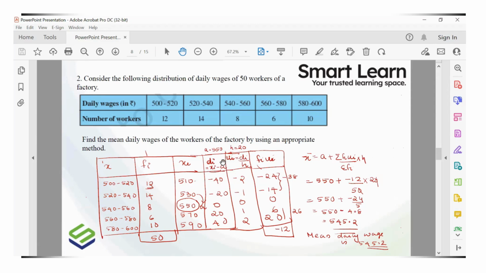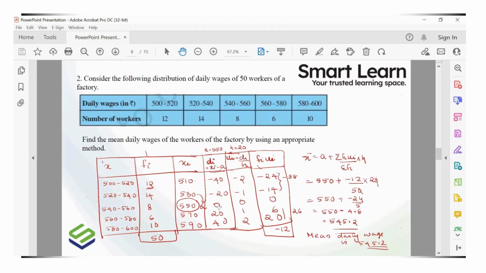So here I am doing one minus na, so here it will come as the plus. I will take here a central value of xi as the a. That is preferable. You can take any value, but the preferable is a, because then we will get a symmetry. So 510 minus a, xi minus a: 510 minus 550 is minus 40, 530 minus 550 is minus 20, 550 minus 550 is 0, 570 minus 550 is 20, 590 minus 550 is 40.